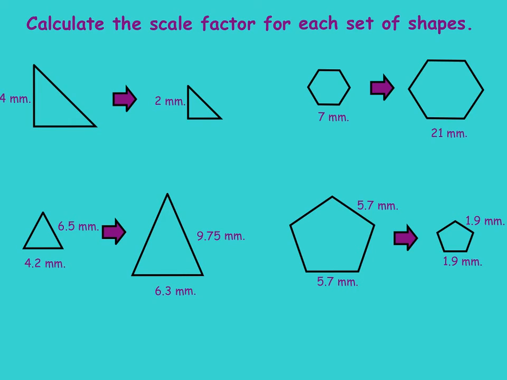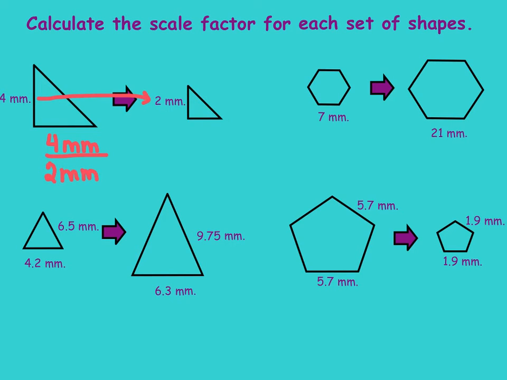So the last thing we're going to do today is calculate the scale factor for each set of shapes. We've already learned how to set up a scale factor. We need to have a ratio. So we're going to take our first shape, which is 4 millimeters, and that's going to go in the numerator of our ratio. And then we are matching that up with the 2 millimeters from our other triangle.